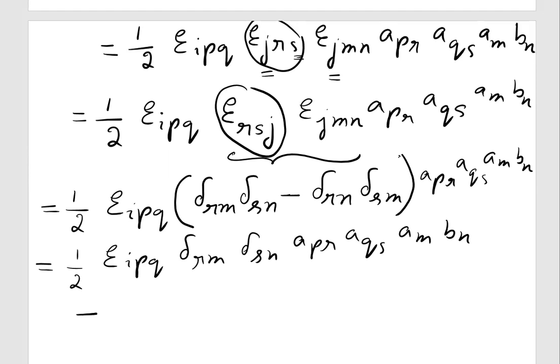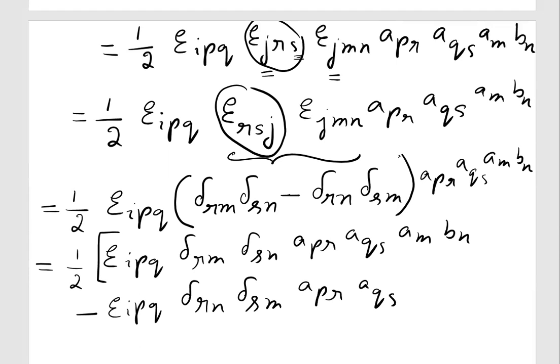Then there is minus sign. Half I'm taking common, so I'm putting my bracket there. The remaining minus I have written already. So epsilon IPQ as it is. Same terms. So delta RN, delta SM. That is the only change. The remaining as it is: A_M, then B_N. Is it not easy?